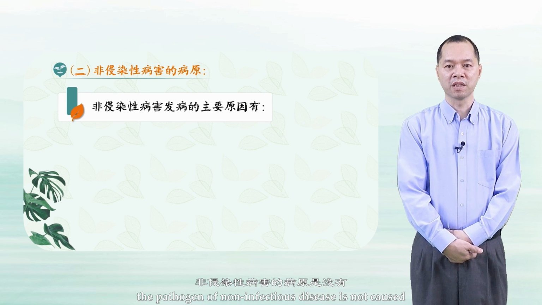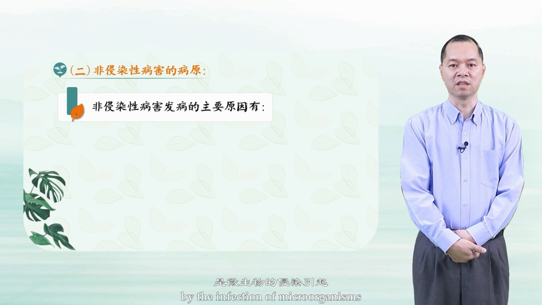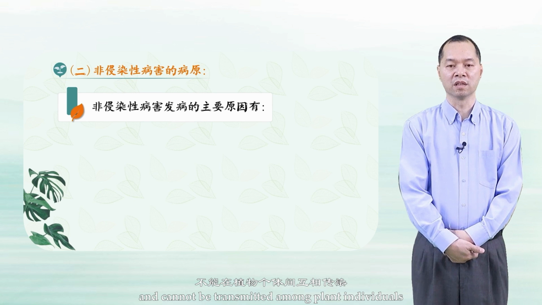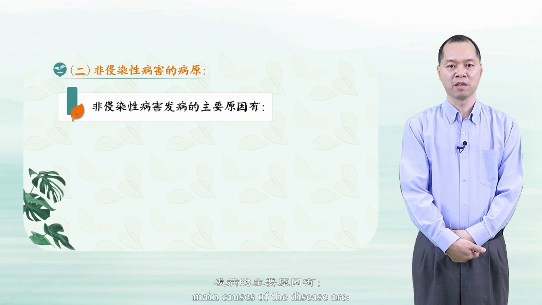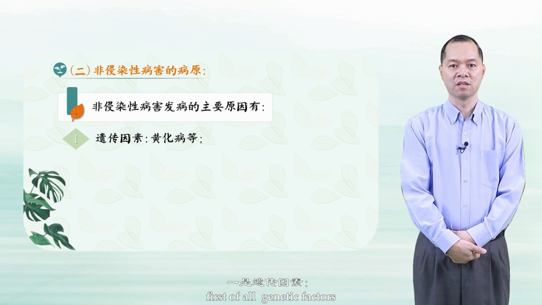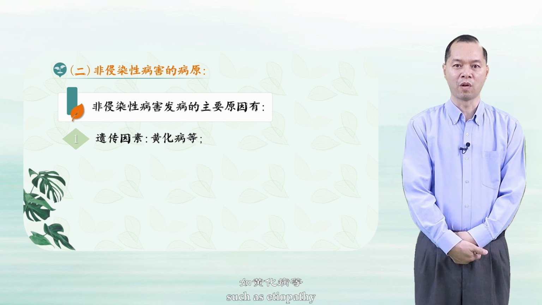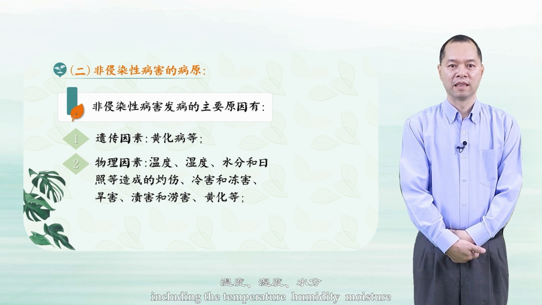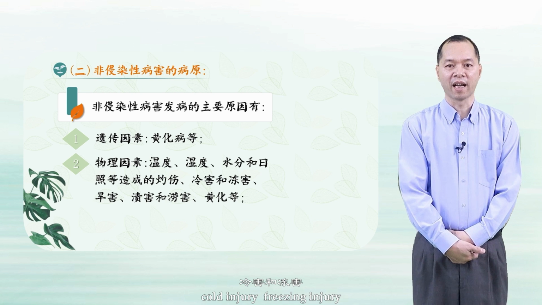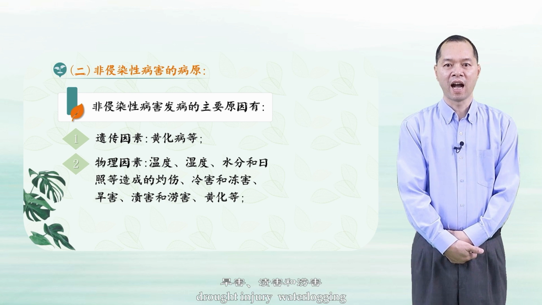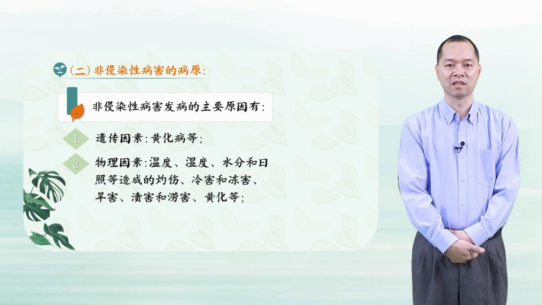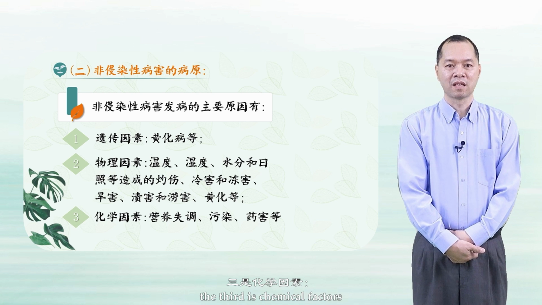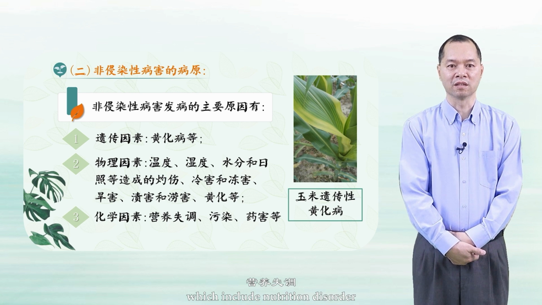The pathogen of non-infectious disease is not caused by the infection of microorganisms and cannot be transmitted among plant individuals. Main causes of the disease are, first of all, genetic factors, such as etiopathy. The second is physical factors, including the temperature, humidity, moisture, and sunshine resulted from burning, cold injury, freezing injury, drought injury, waterlogging, and yellowing. The third is chemical factors, which include nutrition disorder, pollution, drug damage, etc.